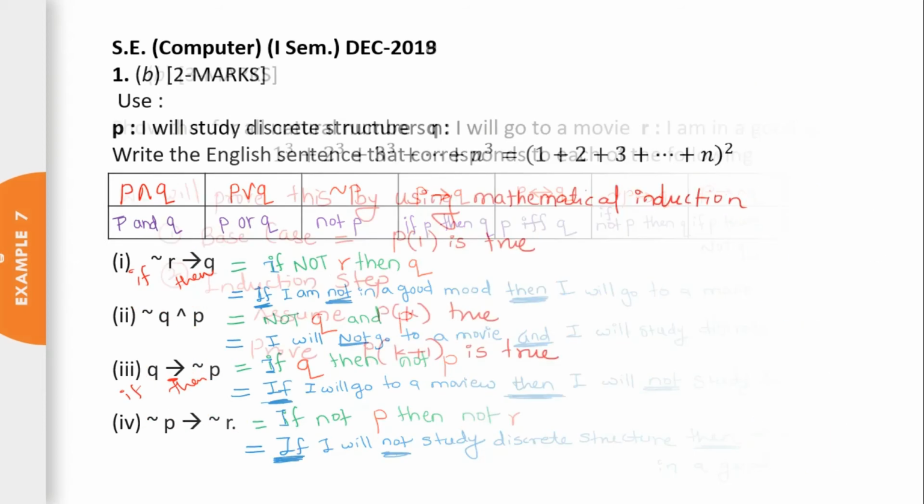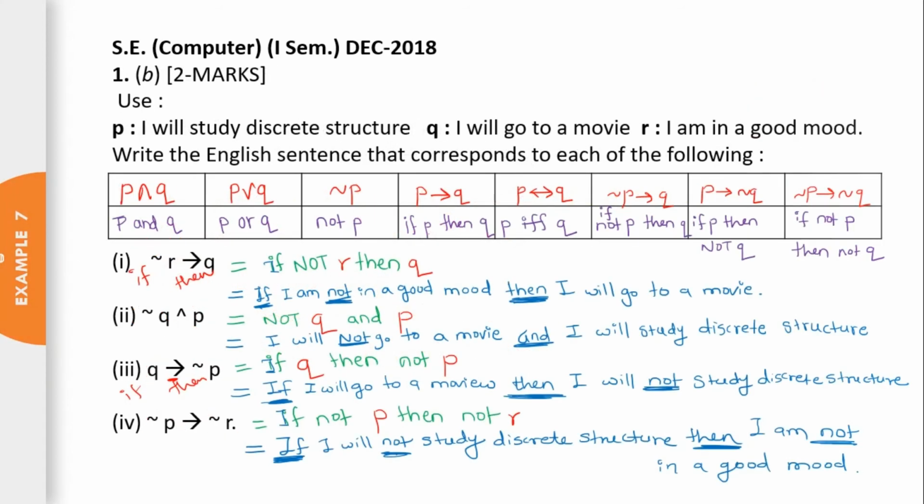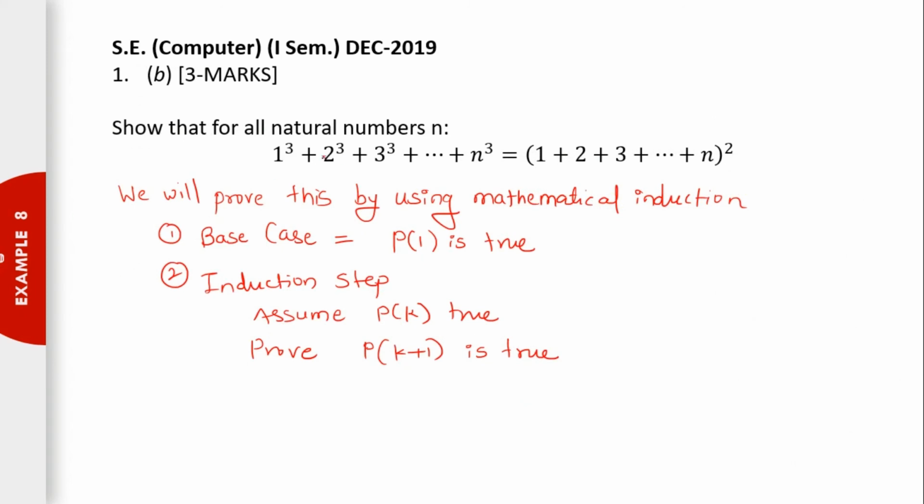The next question we have to solve is, show that for all natural numbers, 1 cube plus 2 cube plus so on till n cube is equal to (1 plus 2 plus 3 till n) whole square. So this we have to show. We can show this by using the principle of mathematical induction. Now in the principle of mathematical induction, we have two steps. The first step is the base case and the second step is the induction step.